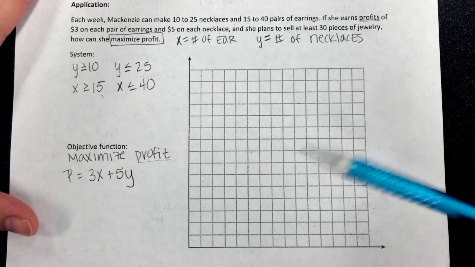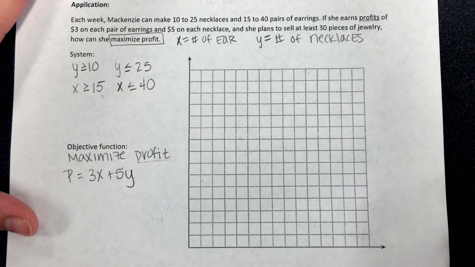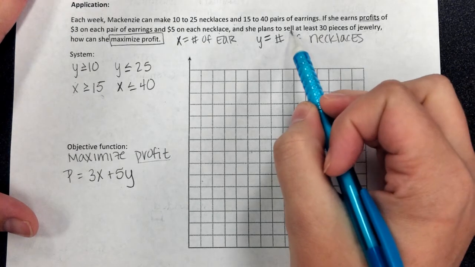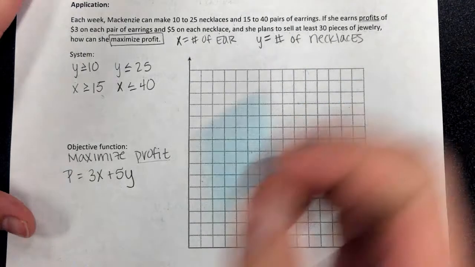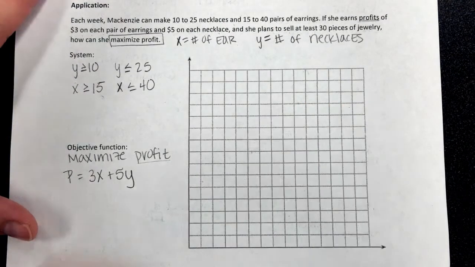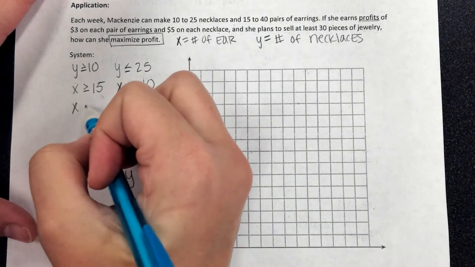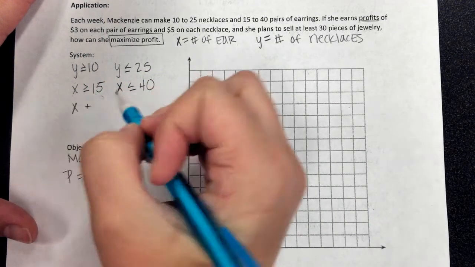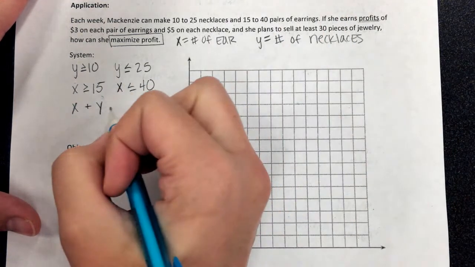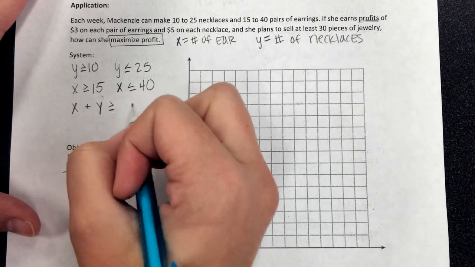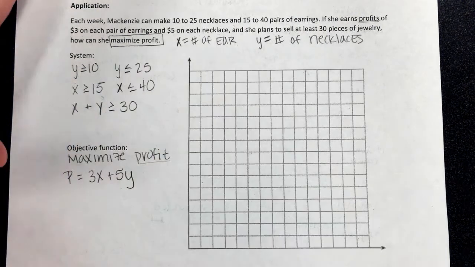And then I probably need some other type of equation, because it says that she sells at least 30 pieces of jewelry, at least. So that means my x, my number of earrings, plus y, my number of necklaces, is at least, so greater than or equal to 30.